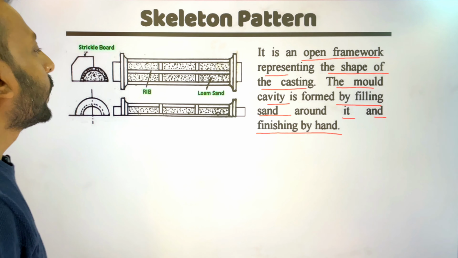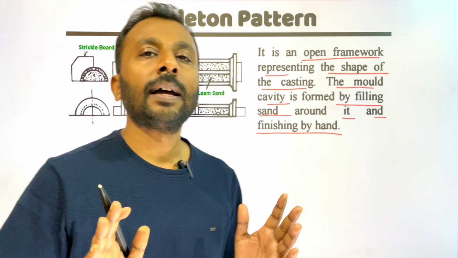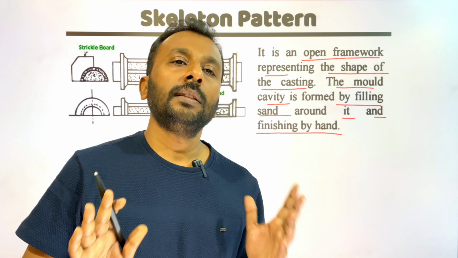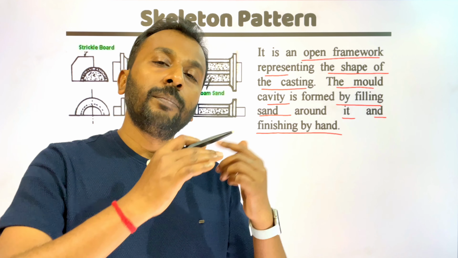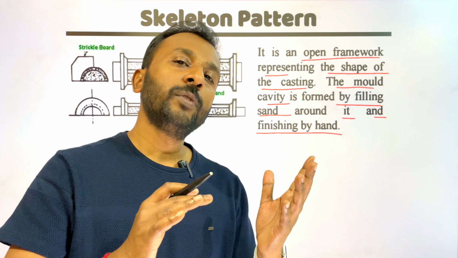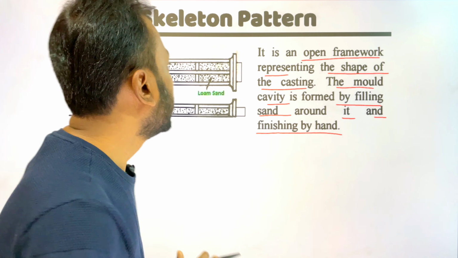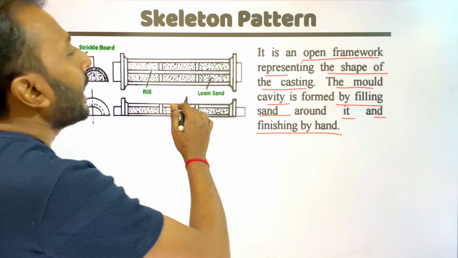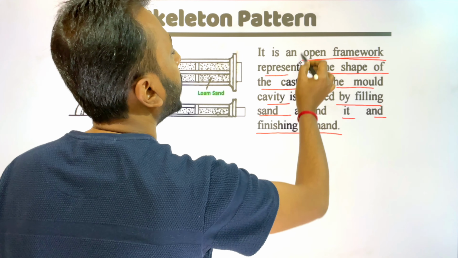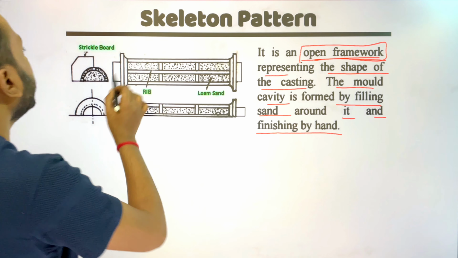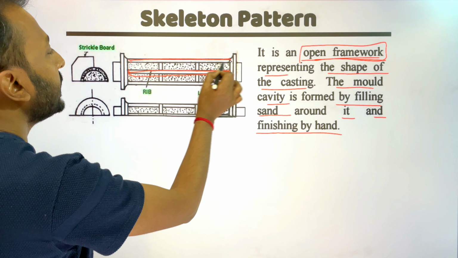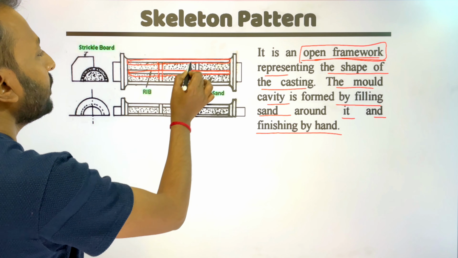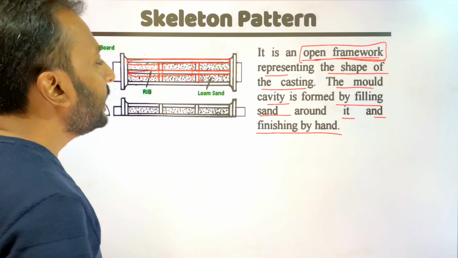If we want to create a very large casting, then we need a very large pattern of that shape. But that would need a very large amount of pattern material, and it would be a wastage of pattern material. That's why we are creating a hollow, open framework of ribs. This is the rib. This is the rib. With the ribs we are creating a framework, and it can be any kind of shape.